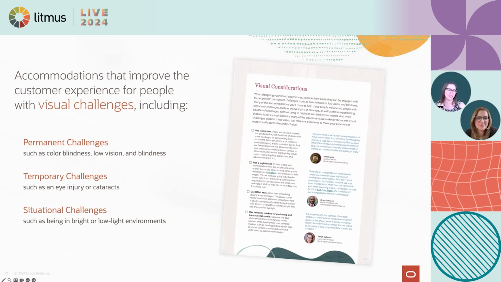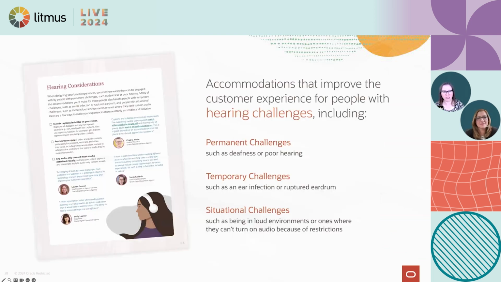So visuals, we're not just talking about blind people. I think that's where everyone jumps to all the time. But we're also talking about people with low vision, people with color blindness, and people with dyslexia, even though dyslexia is a neurological difference and not a visual difference. So really talking about what we can do to improve the experience of our email campaigns for those users. Also hearing considerations, even though in email we really don't have lots of multimedia options, we can still do some video and audio.